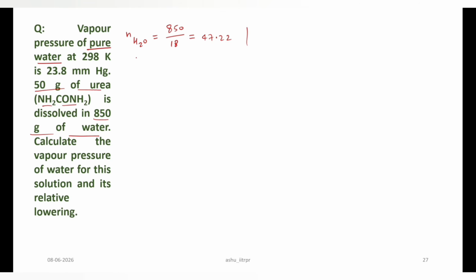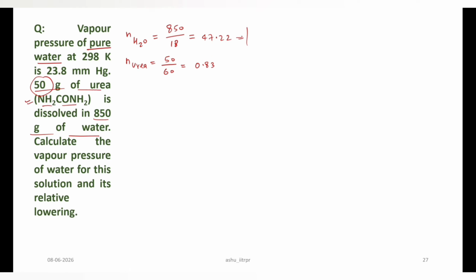Similarly, we can calculate the number of moles of urea also. The amount of urea is 50 gram, so 50 divided by the molar mass of urea. When you calculate the molar mass using NH2CONH2, it comes out to be 60. So 50 by 60 is 0.83. These are the number of moles.